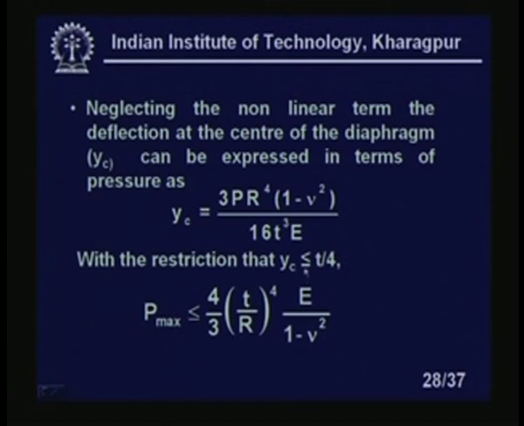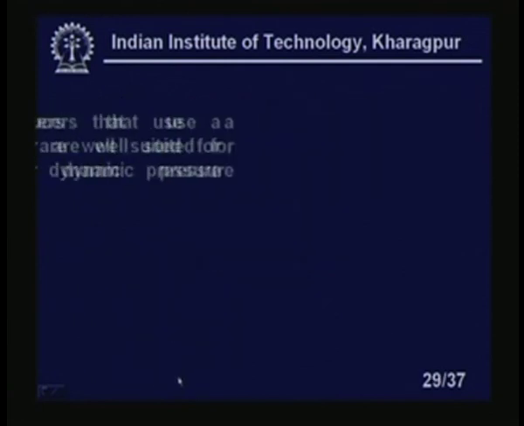with the restriction that Yc should be less than T by 4, because this is the restriction we have to follow, otherwise that nonlinearity term we have to introduce here. So, with this restriction the maximum pressure which I can measure should be less than 4 by 3 T upon R to the power 4 multiplied by E upon 1 minus nu square. You can see this ratio is very important, that means thickness to the radius of the diaphragm is very important to control the maximum pressure, right.